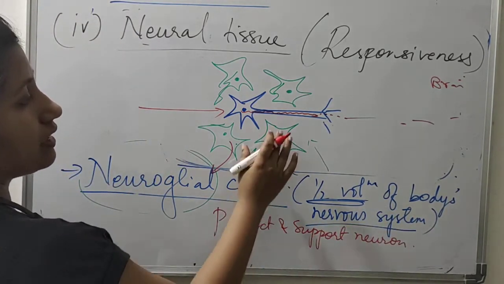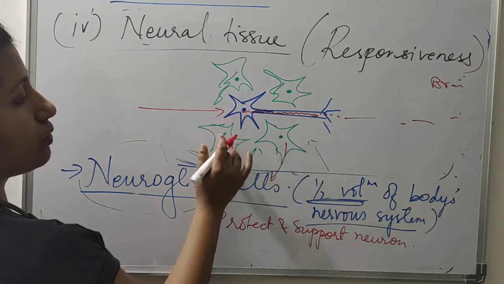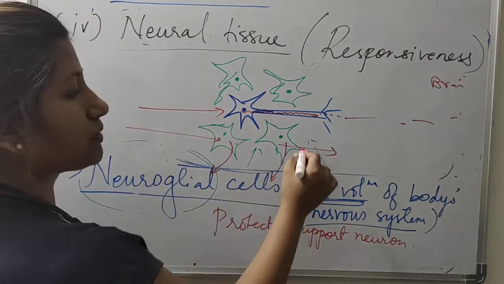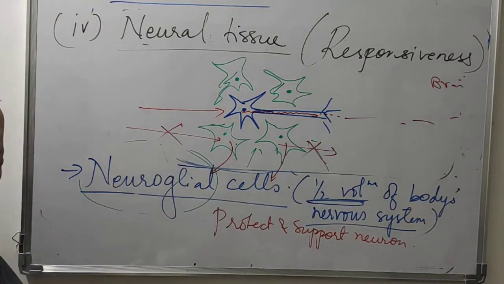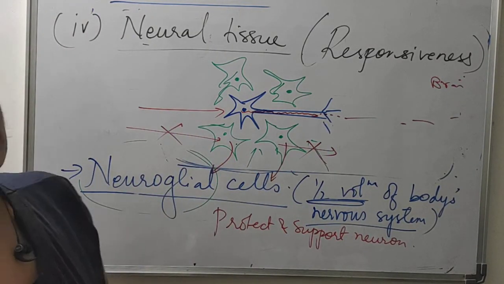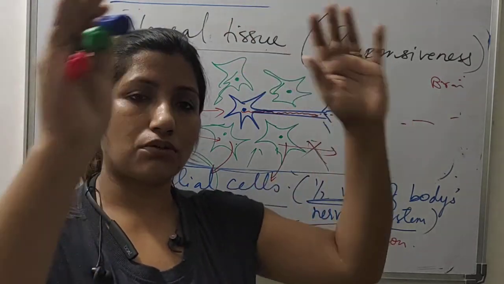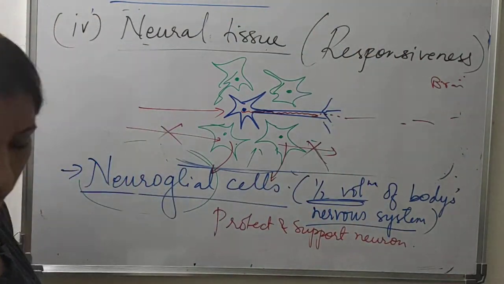Alright, and they don't receive or transport the information. They don't do that. Okay, so that's why their volume, their content is more. They support throughout the neuron. They are present.